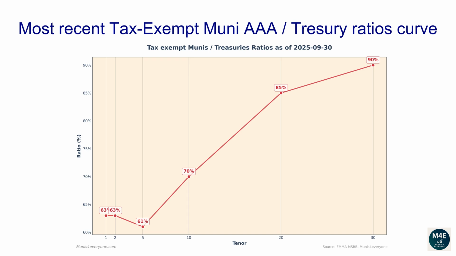The current one-year ratio is 63%. The 2 years ratio is 63%. The 5 years ratio is 61%. The 10 years ratio is 70%. The 20 years ratio is 85%. The 30 years ratio is 90%.